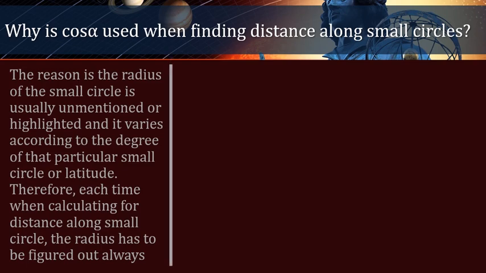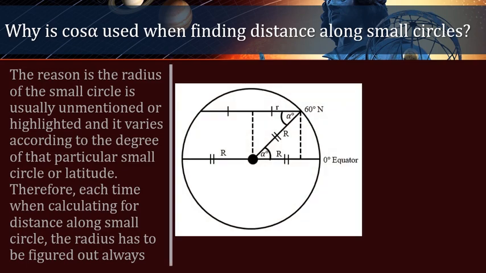I have a cross section here of a small circle which is 60 degrees north with reference to the equator, which is at 0 degrees. Now, how do we find that small r, the radius of the small circle? Let me just highlight with my pen what we are talking about here. How do we find this distance here for small r?